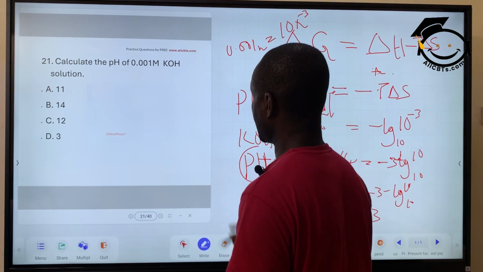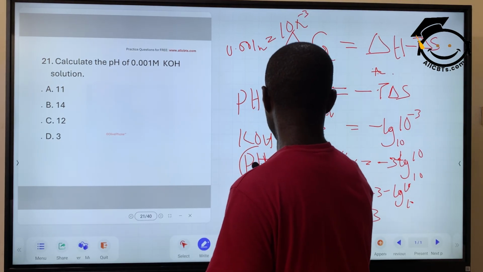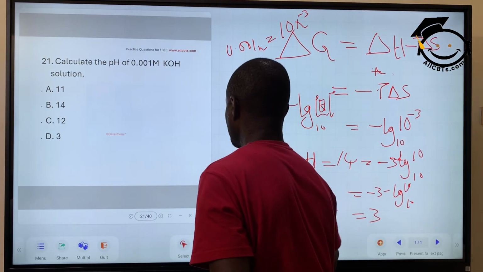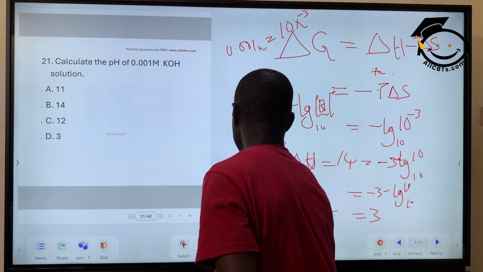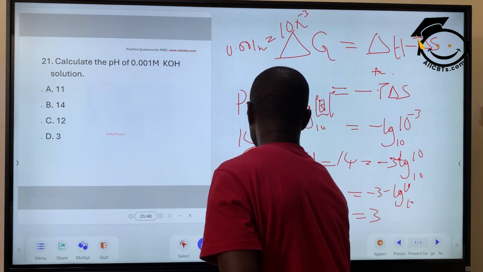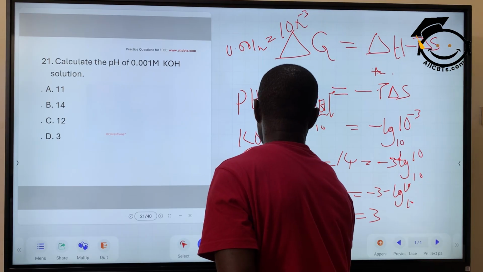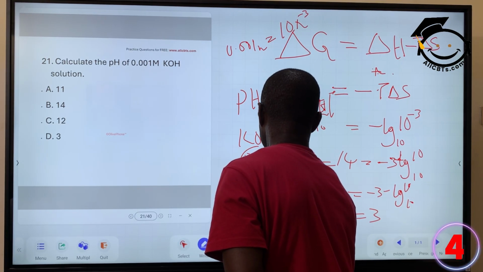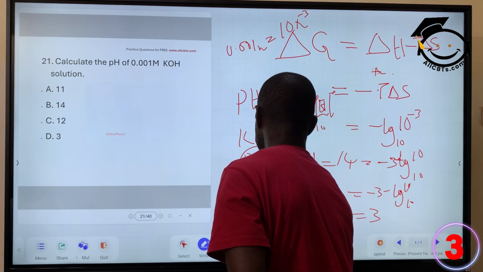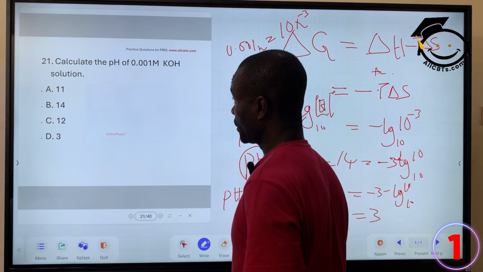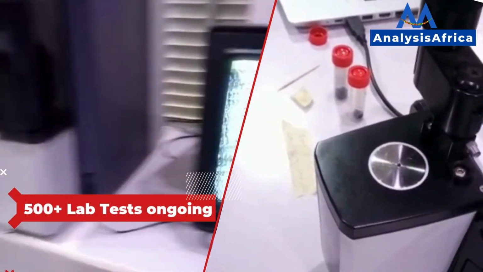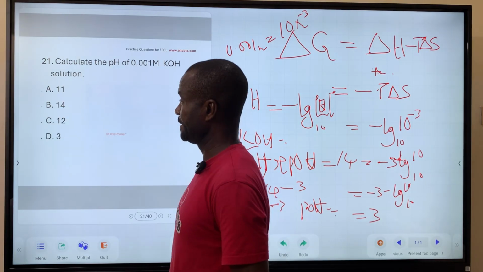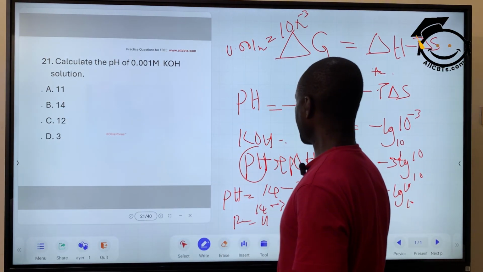But the question is saying we should calculate pH. Going by this equation, pOH plus pH gives us 14. Therefore, substituting this, pH equals 14 minus 3, which gives us pH equals 11. Correct answer is 11.